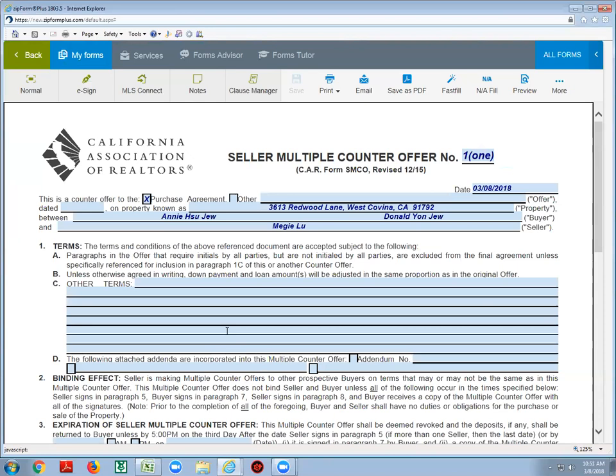Same thing. Seller pays the title, or your buyer pays the lender's title insurance. If you have any doubt on the title, make them work. Find out.